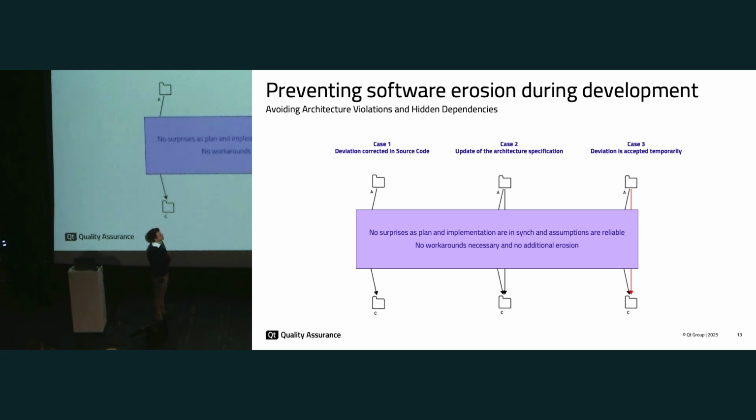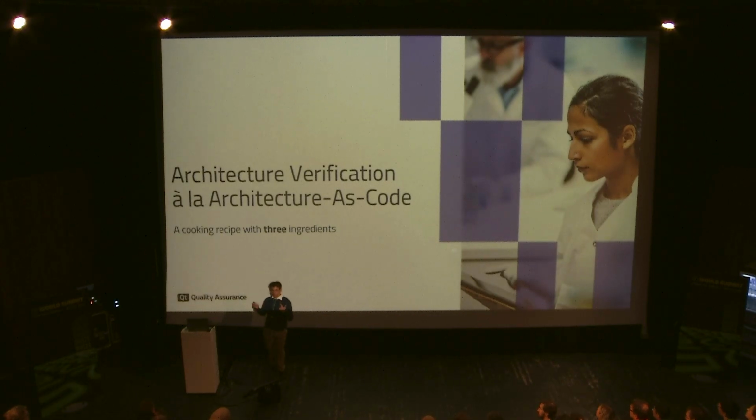All right, so let's jump into a little bit more tactical stuff. We have now seen the overview of what architecture is and what architecture verification is. And now I would like to take you with me to an approach. How can we actually do this in practice? How can you model your architecture in a certain format that is lightweight? And you see here there's already the term architecture as code. We go a little bit more into detail on that.